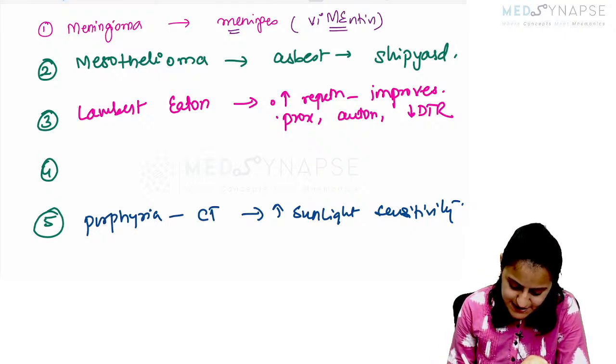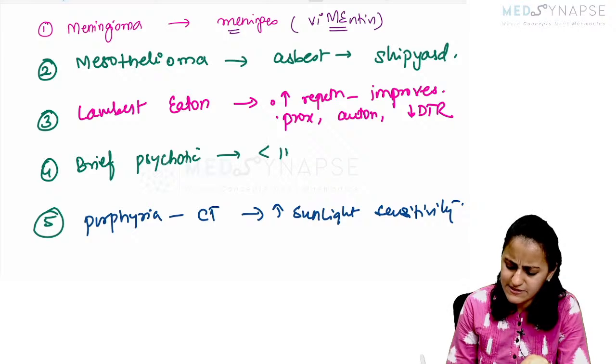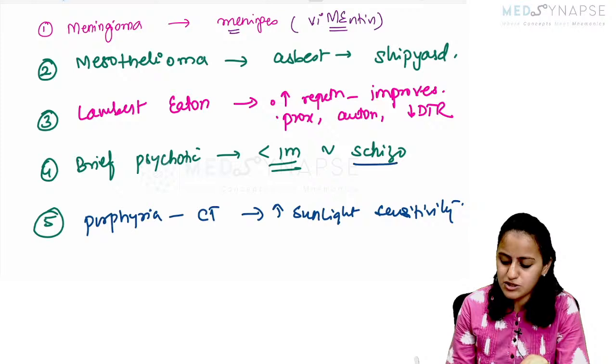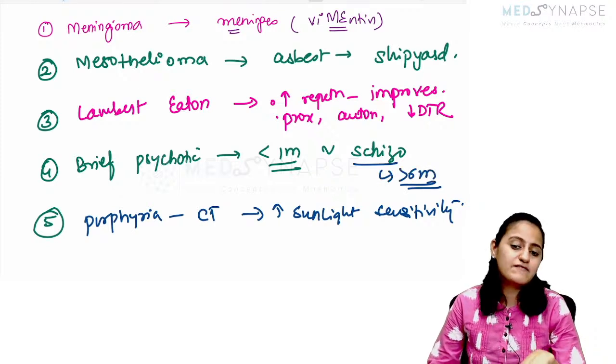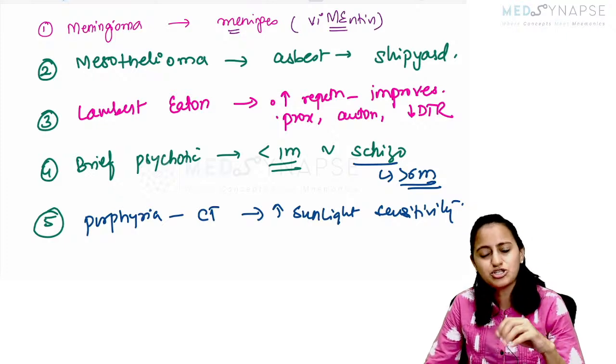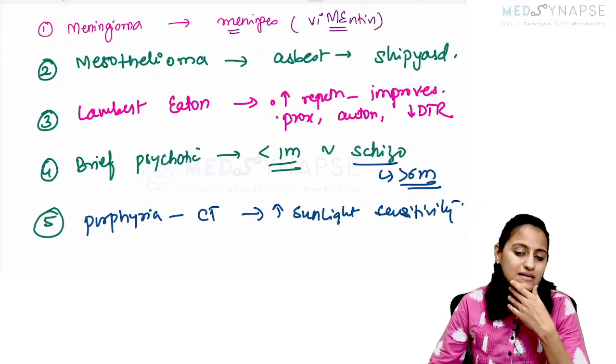Brief psychotic disorder. Very good. One was the brief psychotic disorder. Duration less than 1 month, similar to schizophrenia, but the duration is less than 1 month. For schizophrenia, the duration should be more than 6 months. That is when we call it schizophrenia then. Brief psychotic will have hallucinations like schizophrenia, but it will be less than 1 month.